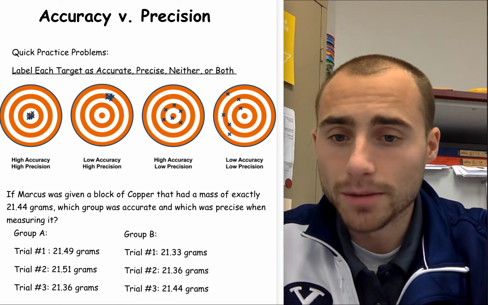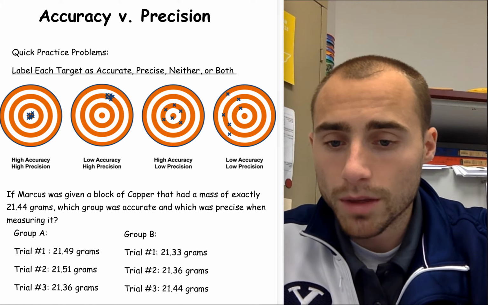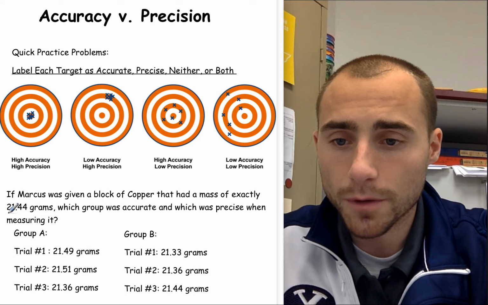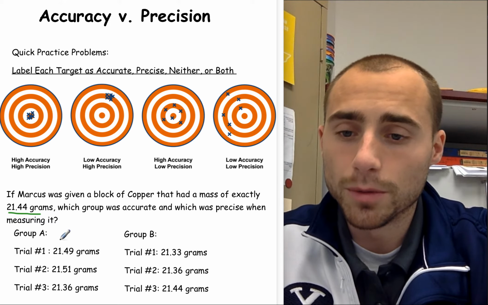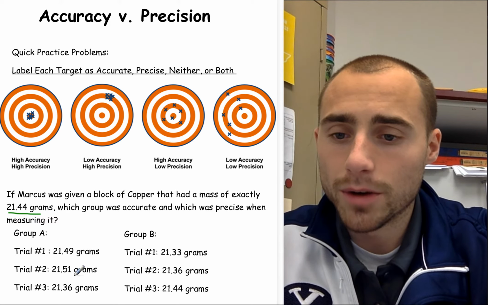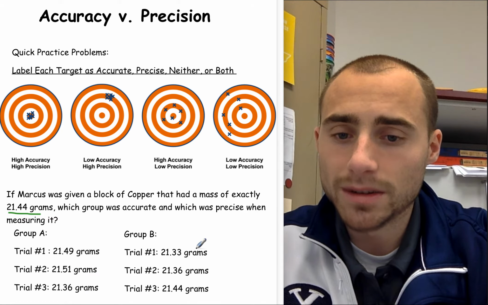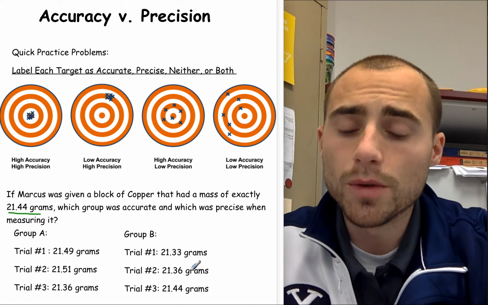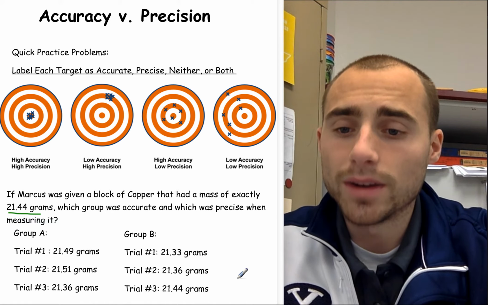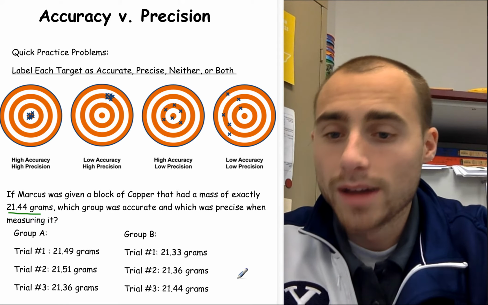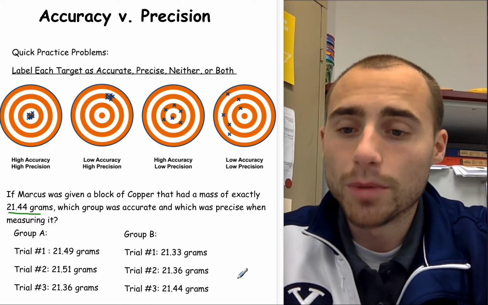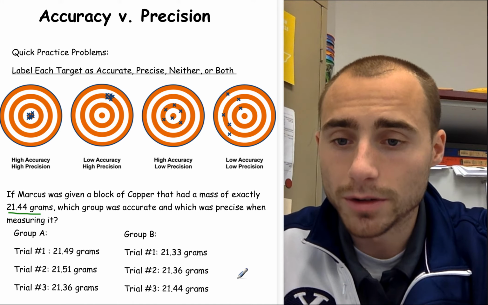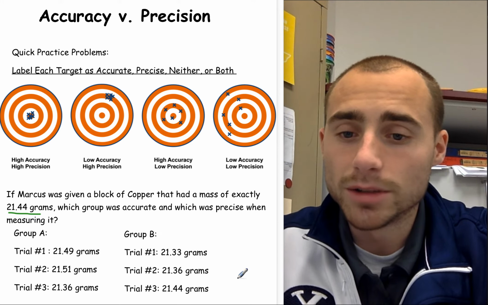Okay, down here on the bottom, the block that Marcus is given has a mass of exactly 21.44 grams. Let's look at these two groups. We have 21.49, 21.51, and 21.36. Over here, we have 21.33, 21.36, and 21.44. Now this is a little bit more difficult because both of them are pretty close, but also pretty precise.